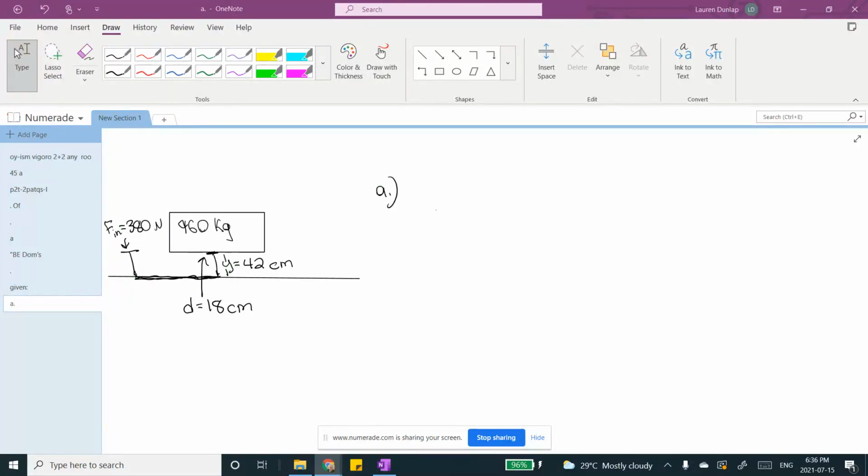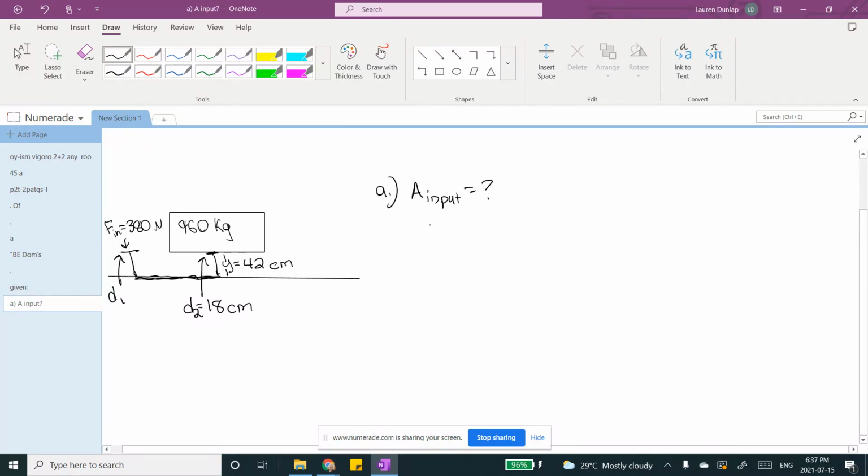Hi, for the first part of this question, it asks what the input area is of the input piston. So I have a crude diagram of what is happening in the question with the information we were given. This is our D2, and this is D1. And we want to know what our area of the input is.